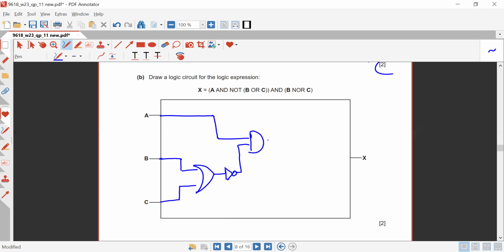Okay. Now it is ending with B NOR C. So we can just have a connecting thing over here. B, that's a jump, and B NOR C.